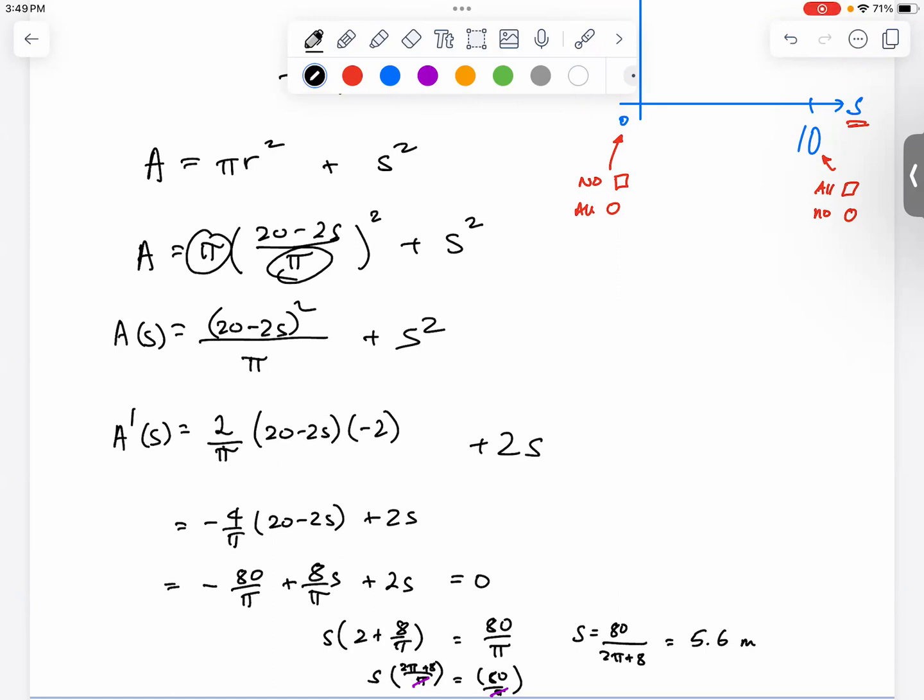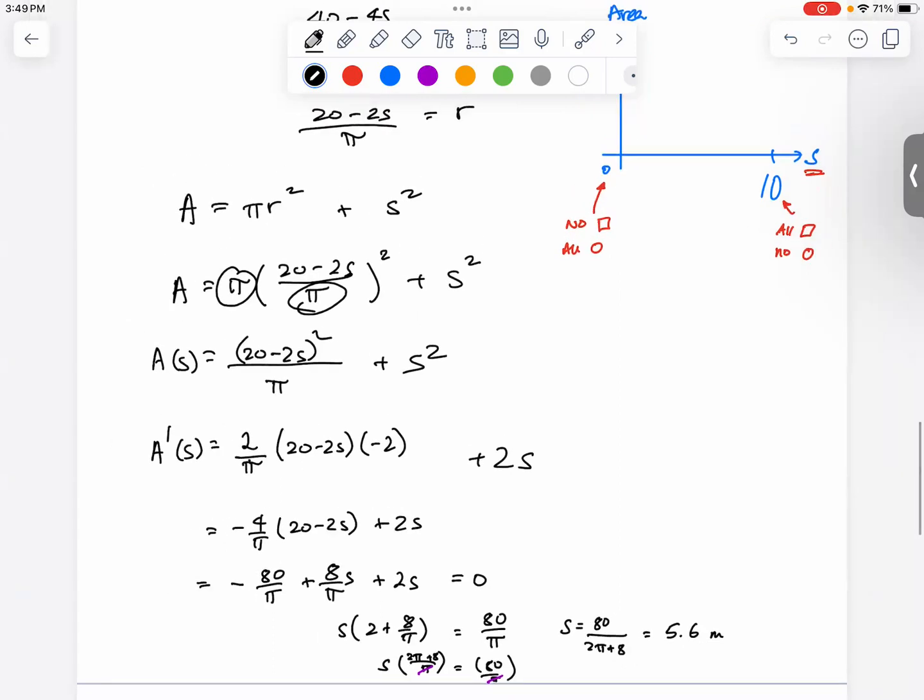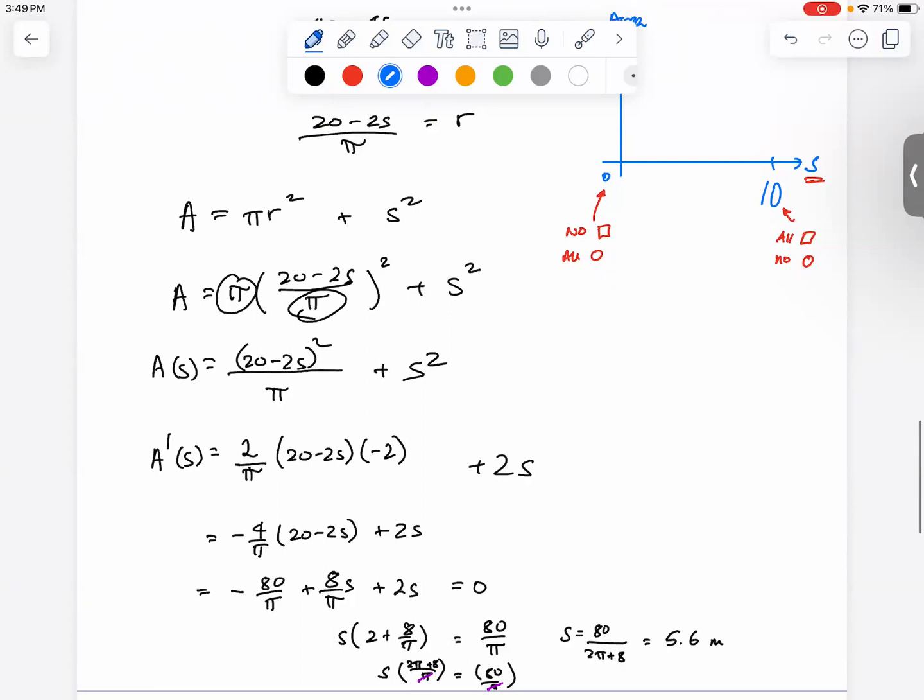Is it a minimum? Is it a maximum? We don't know yet, actually. So how can we know if it's a maximum or minimum? Now, we know that at around 5.6, there is a very special point. Is it the minimum or maximum? We shall see. But how do we see?